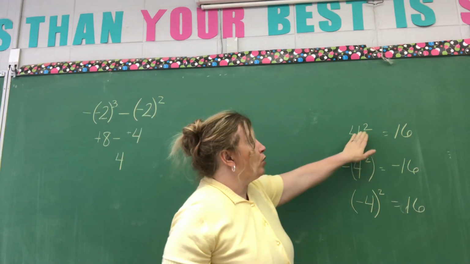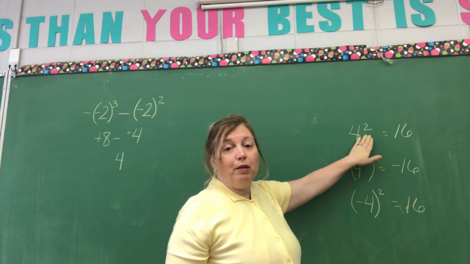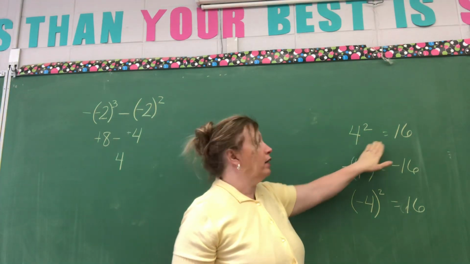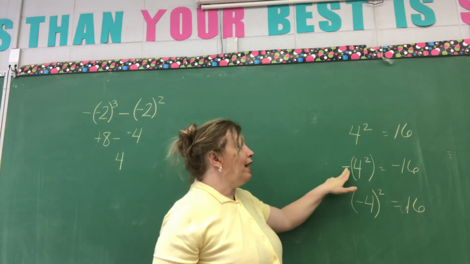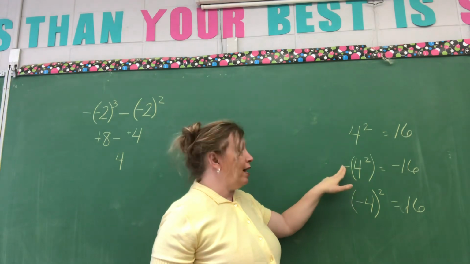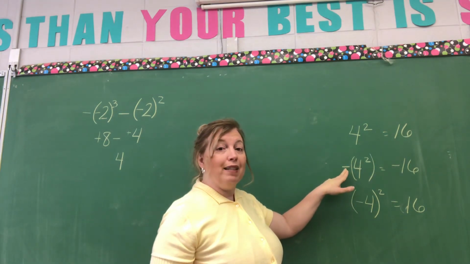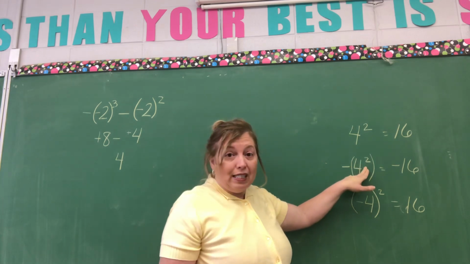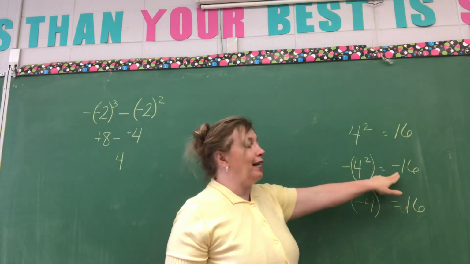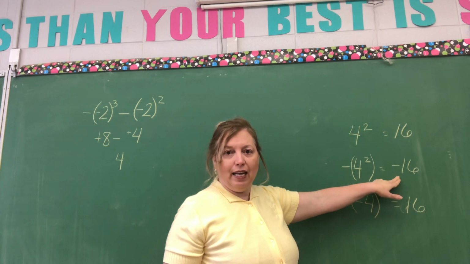If we have 4 squared, we know that simply means 4 times 4 equals 16. Well, look at the next one. What if I have parentheses around my 4 squared and I have a minus sign in front? This means give me the opposite of 4 squared. Well, 4 squared is still 16. The opposite of that is a negative 16.